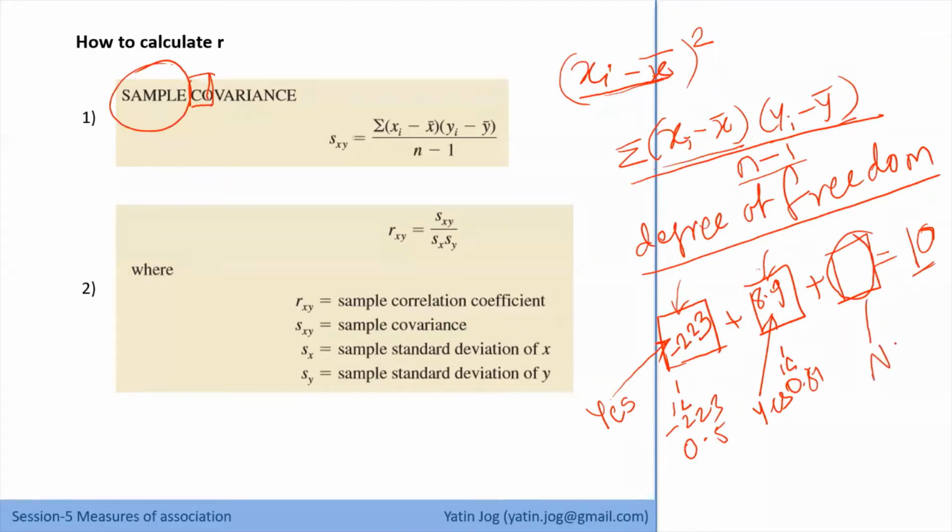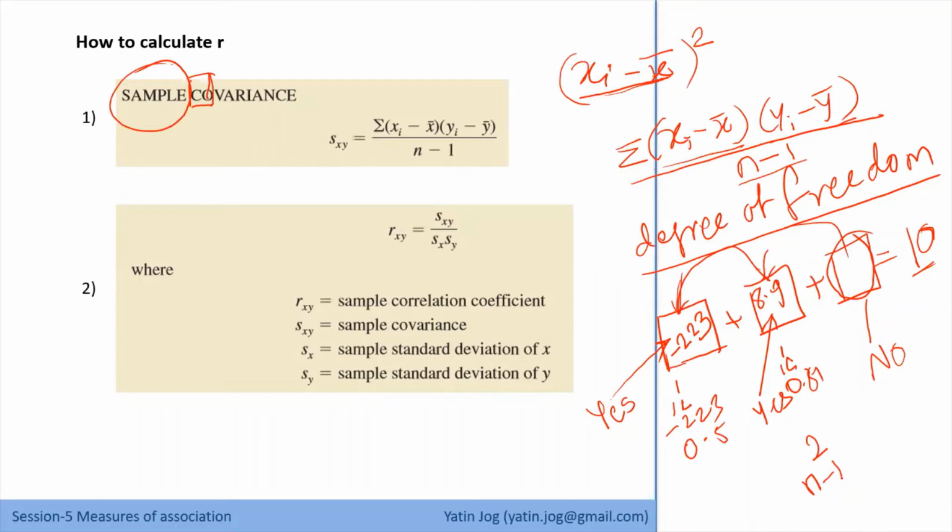Now the answer is no. I don't have any freedom to select my third number, because if the addition has to be 10, then I cannot select any number as my third number. That is a restriction for me. Then how much less degree of freedom do I have? Out of 3 numbers, I have 2 degrees of freedom, that is n minus 1 degrees of freedom.